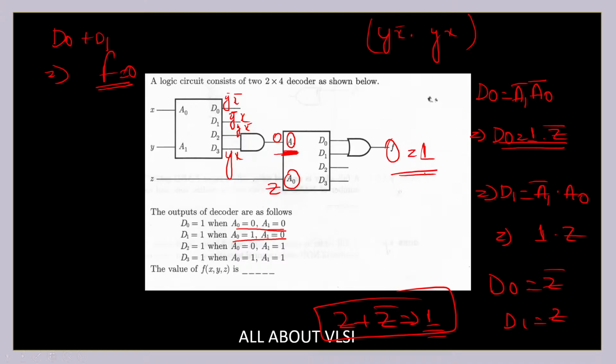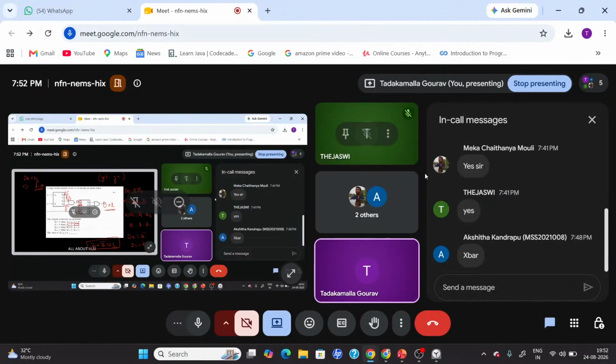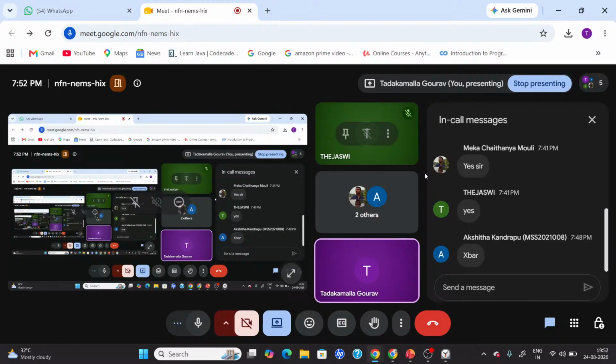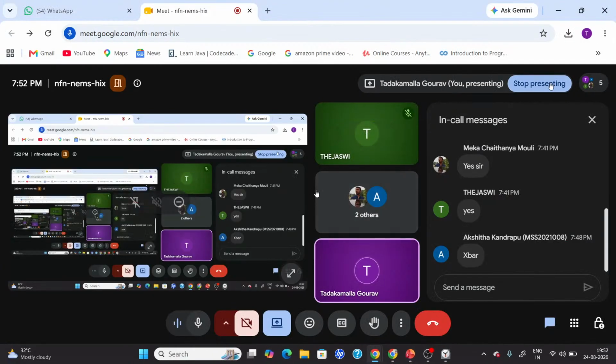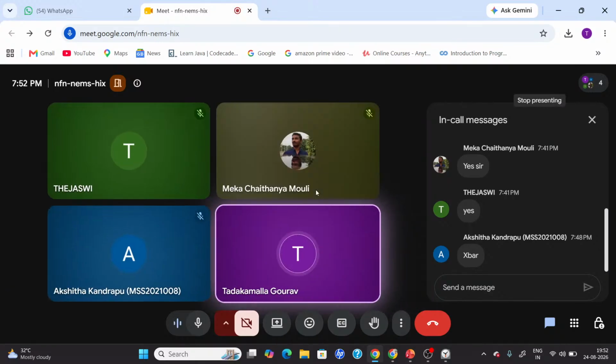Did you all get it? How the answer is 1? Yes or no? Is this clear how you got the answer as 1? Okay, fine. If you're not clear, please let me know so that I can explain.